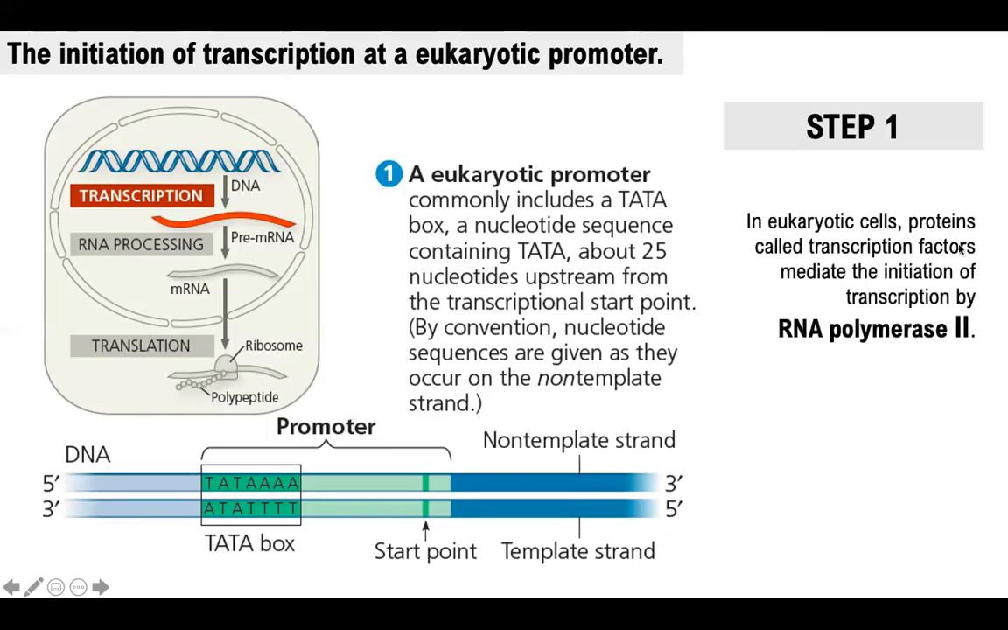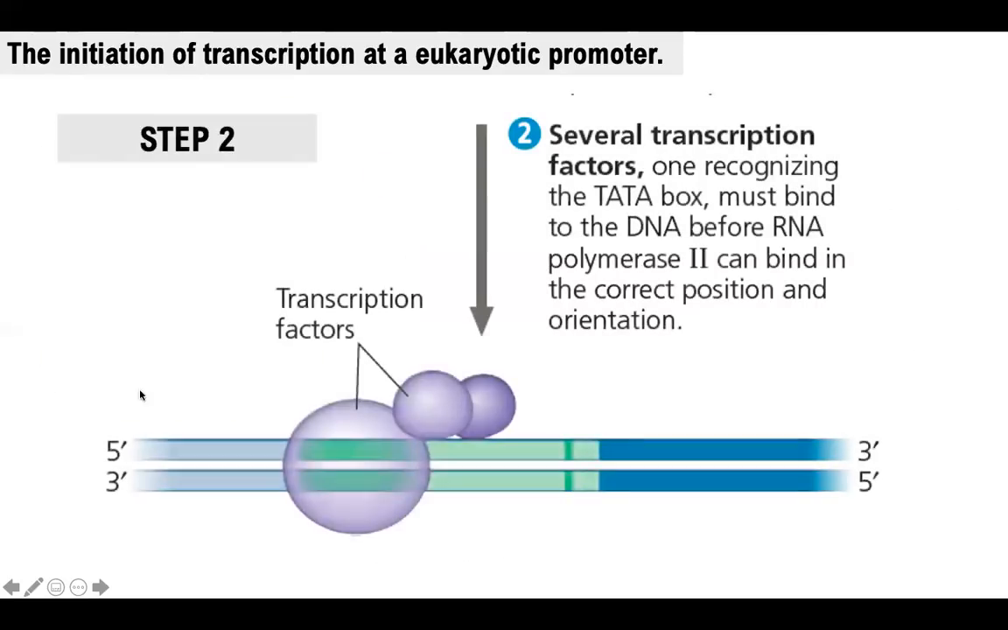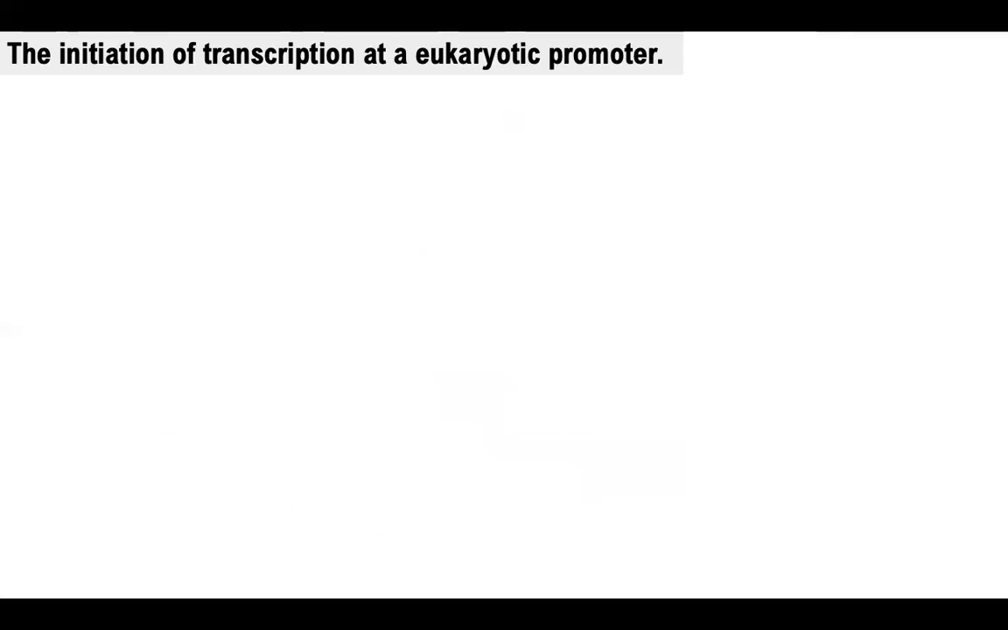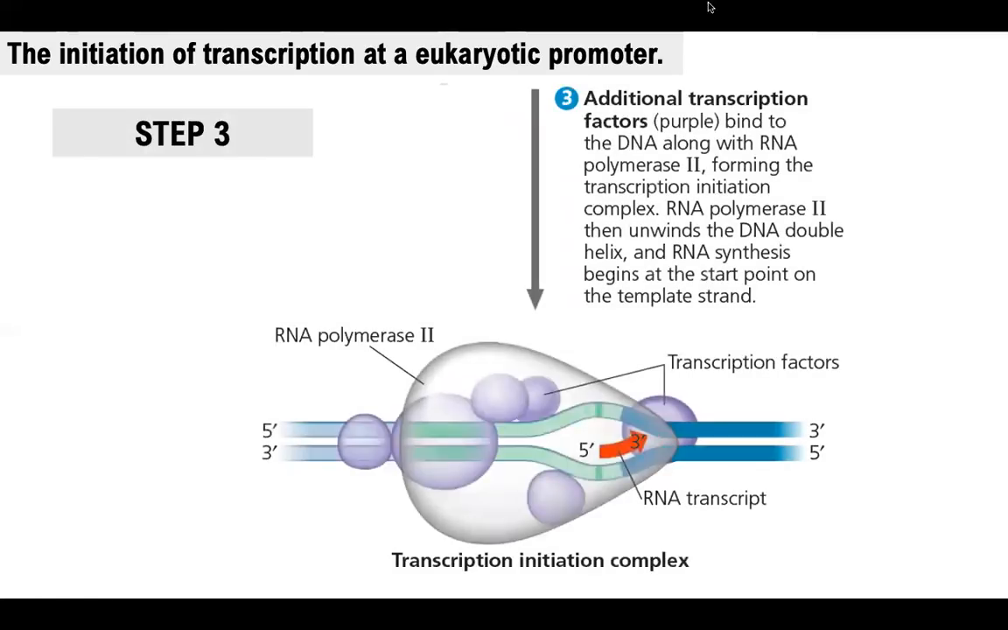In eukaryotic cells, proteins called transcription factors mediate the initiation of transcription by RNA polymerase II. In the second step, several transcription factors recognize the TATA box and must bind to the DNA before RNA polymerase II can bind to the correct position and orientation. For the third step, additional transcription factors, such as these blue objects, bind to the DNA along with the RNA polymerase II, forming the initiation complex, or the transcription initiation complex. RNA polymerase II then unwinds the DNA double helix and RNA synthesis begins at the start point on the template strand.